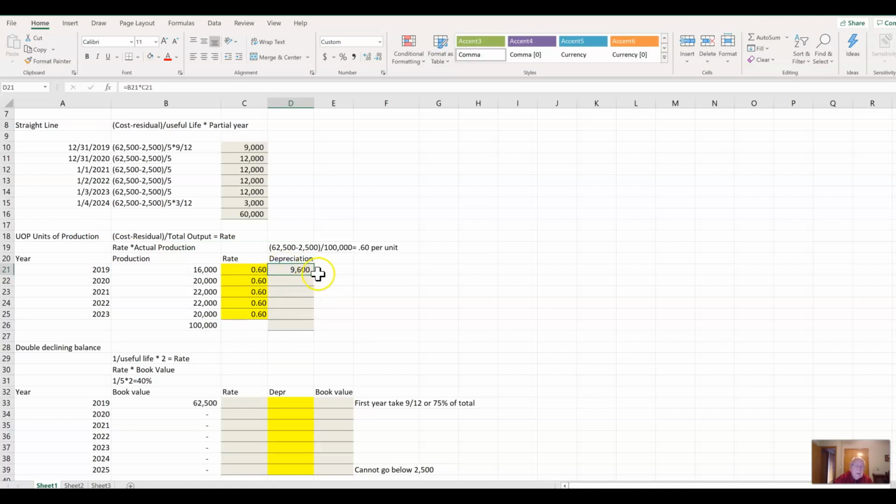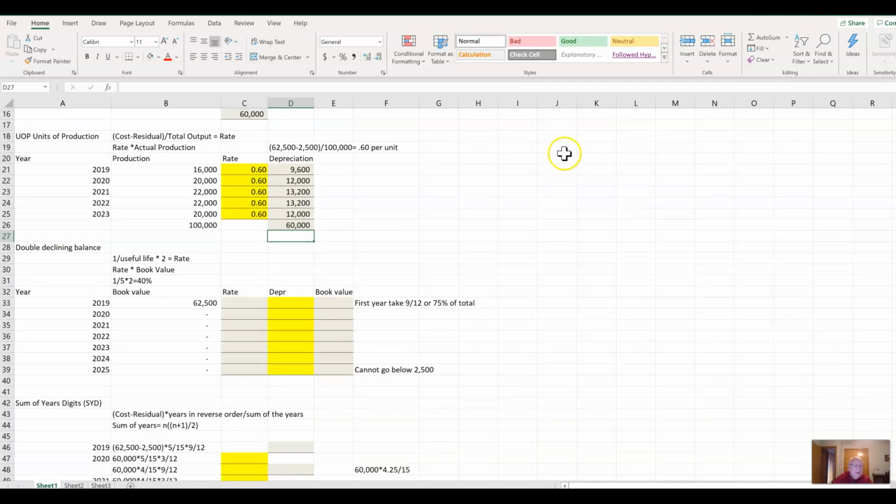Okay, you don't have to worry about the partial year on this one because if you don't have the machine, you can't be producing anything. So you just multiply those out, and if you total these up, you notice that still equals 60,000, which is what we would want. Okay.